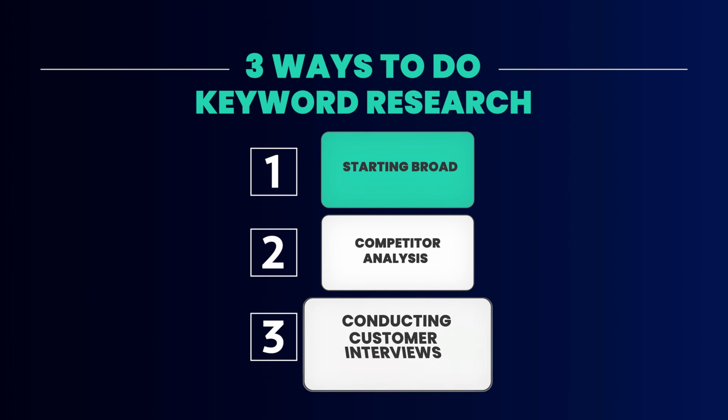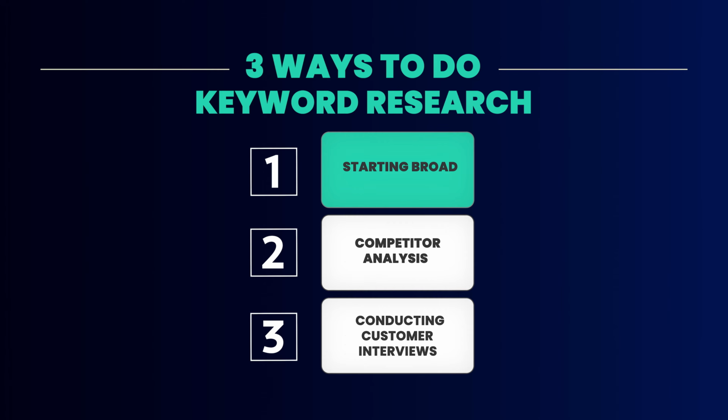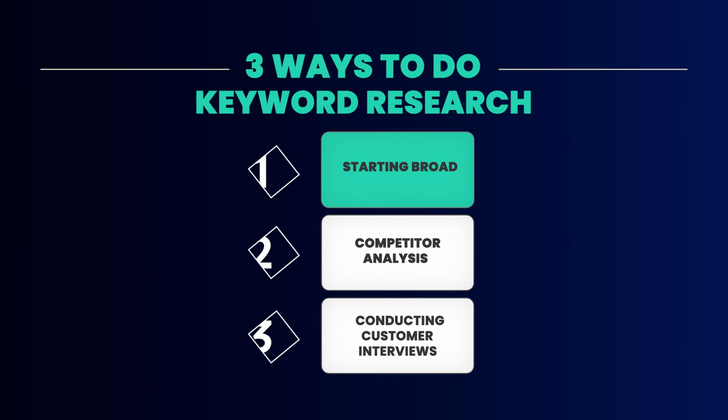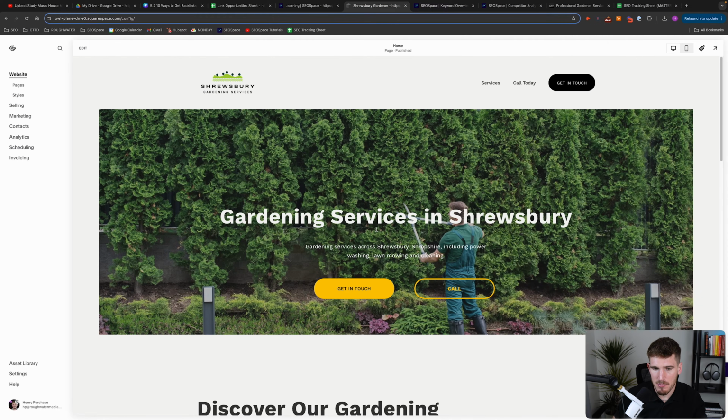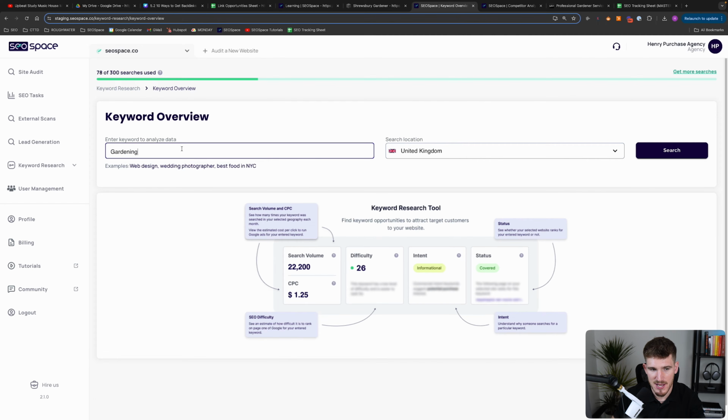First of all, there's starting broad. And by starting broad, I mean picking a category or a niche that you're in and typing it into a keyword research tool in order to find related keywords that might be the ones your target customers are searching. So for example, my brother's providing gardening services, so I could just take the keyword gardening, select the location that I want to rank in.